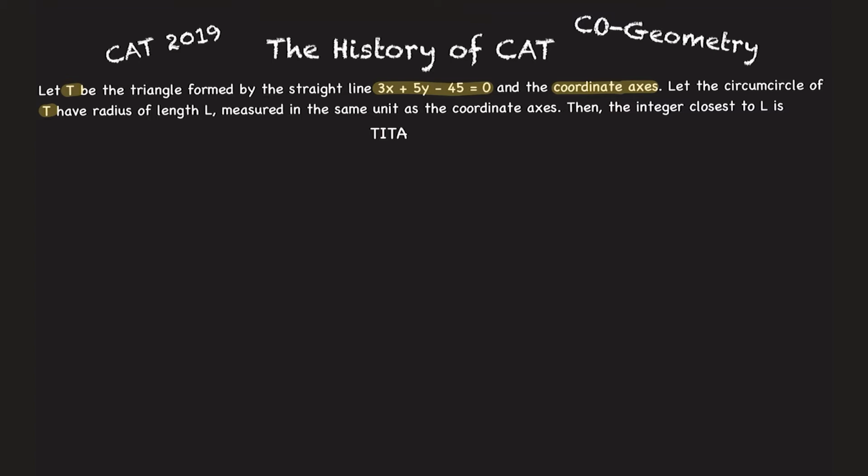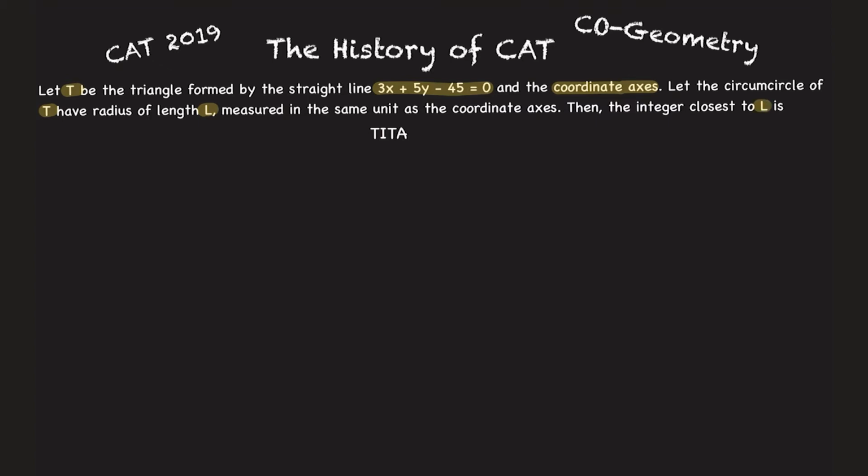T has a radius of length L. That is given to me. So the radius of the circumcircle has a length L, measured in the same unit as the coordinate axes. So if it is centimeter or meter, it is the same as the coordinate axes. Then the integer closest to L is, right.